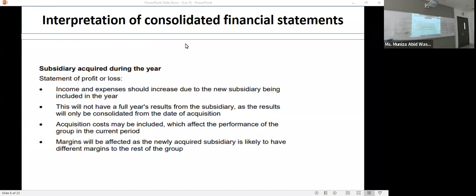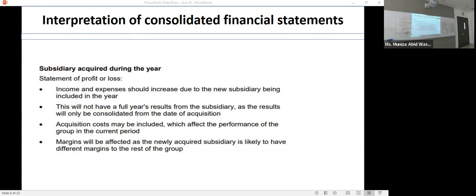Now, students, a few times we are acquiring subsidiaries during the year. It is going to affect our consolidated financial statements as well. Let's see what they say. Subsidiary acquired during the year, statement of profit or loss. Incomes and expenses should increase due to the new subsidiary being included in the year.